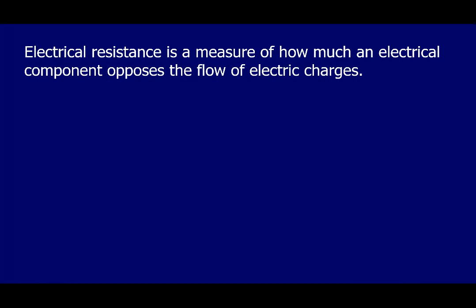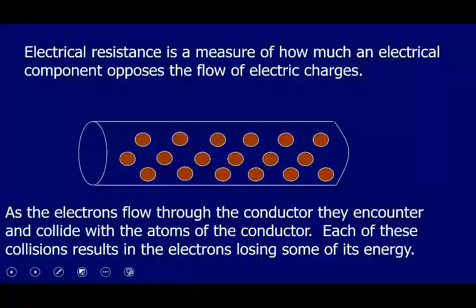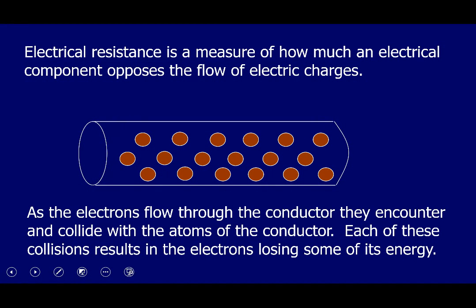By electrical component, that could be the conductors themselves, the wires, a resistor, a light bulb, whatever. So what happens is the electrons flow through the conductor. They do encounter and collide with atoms of the conductor. And every time they collide, the electrons will lose a little bit of their energy and turn that energy into heat.